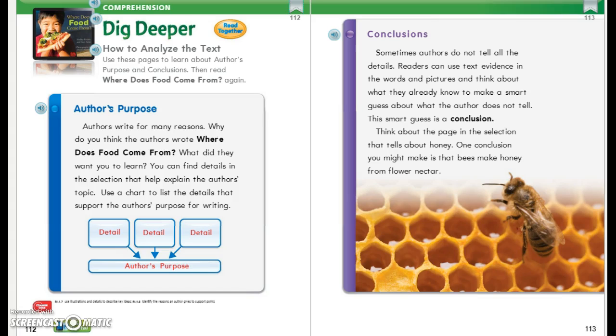You can find details in the selection that help explain the author's topic. Use a chart to list the details that support the author's purpose for writing. The details in this story are all about food. I think the authors wanted us to know that food grows on plants and trees and under the ground. Food can even come from animals. The author gives many details about food to explain their topic.